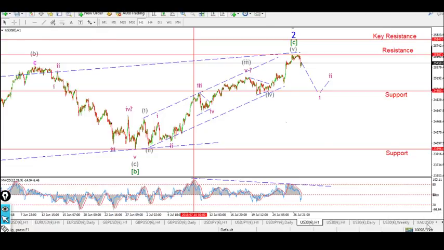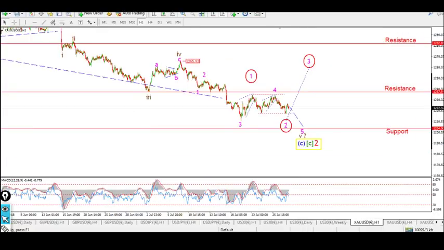Okay, so gold again is another one where I am veering towards the alternate count, and the alternate count in gold is quite bullish, and you can see it here circled in red. It's 3 waves up in wave A, a leading diagonal in wave 1, and a 3-wave flat in wave 2.